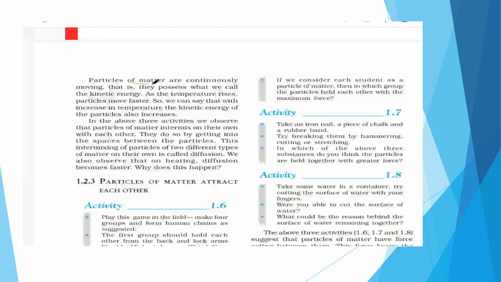Now, particles of matter are continuously moving, that is, they possess what we call kinetic energy, and when the temperature increases, the particles start moving faster, because with the increase in temperature, the kinetic energy of the particles also increases. In the above three activities, we observe that the particles of matter intermix on their own with each other. They do so by getting into the spaces between the other particles, like the mixing of the aroma of incense sticks in air, or the mixing of ink or honey in water. This intermixing of two different types of matter is called diffusion. So this process is called diffusion.